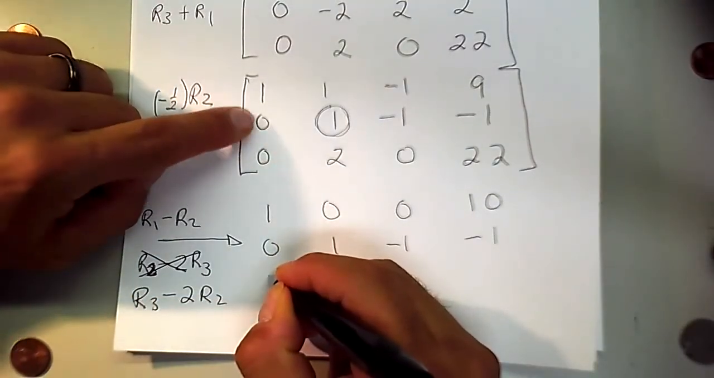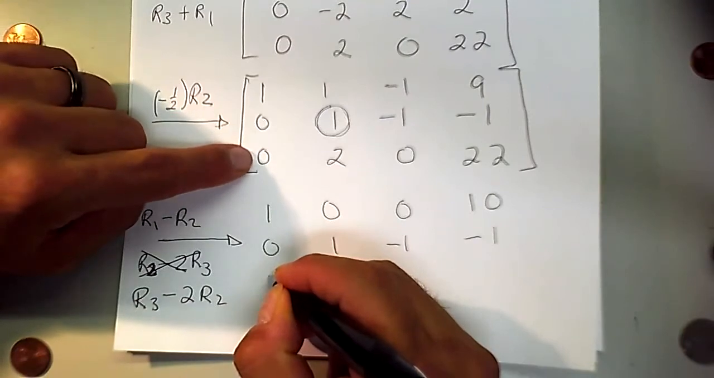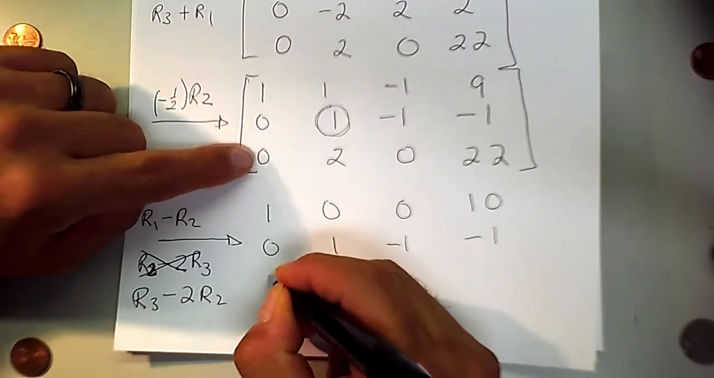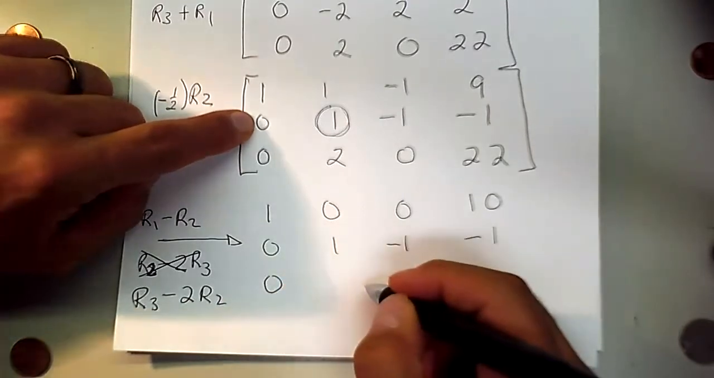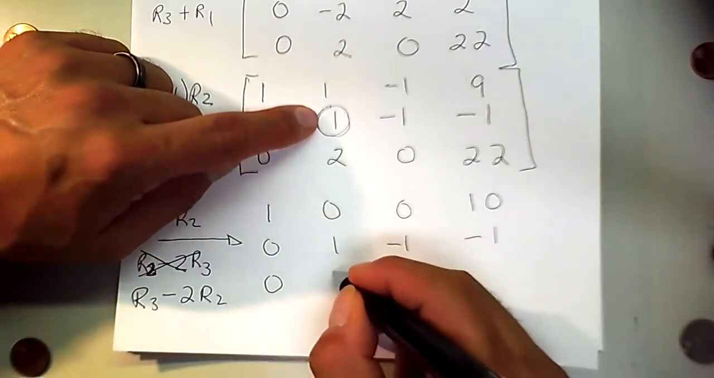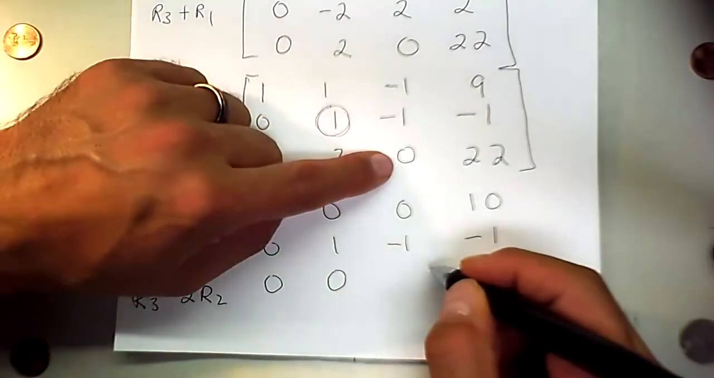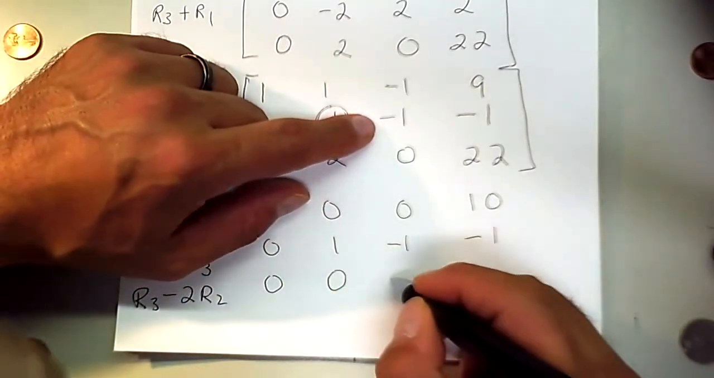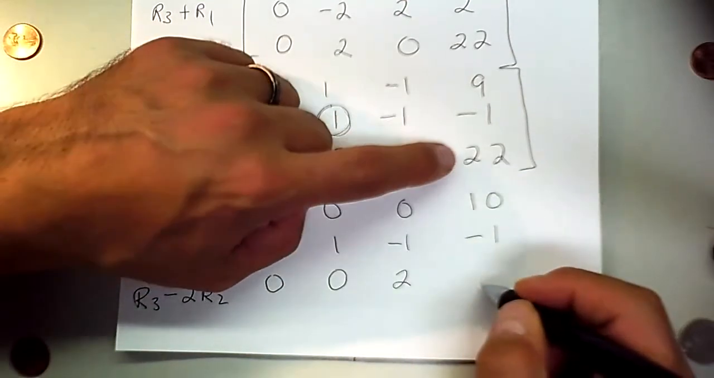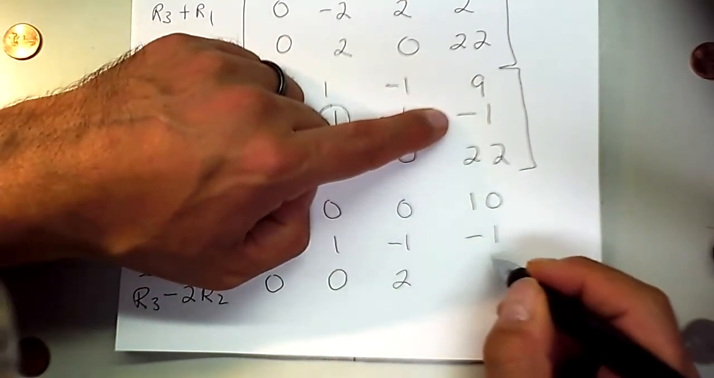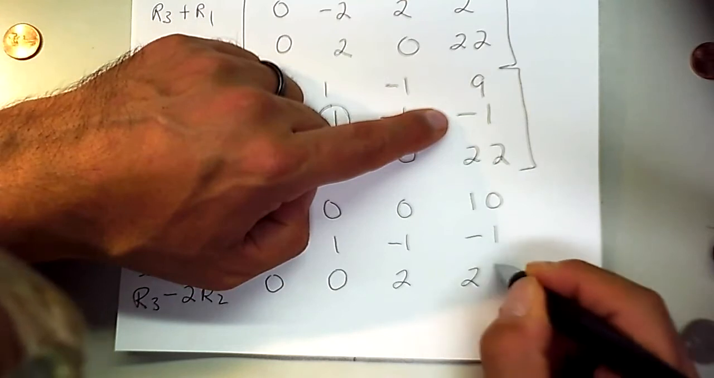See, that's why we want to have a 0 here, because this 0 should be preserved. 0 minus twice 0, 0. 2 minus twice that, 0. 0 minus twice that, 2. That's a double negative. 22 minus twice that, 24.